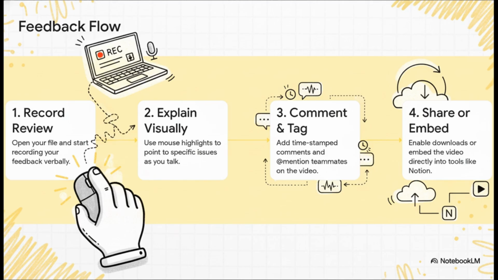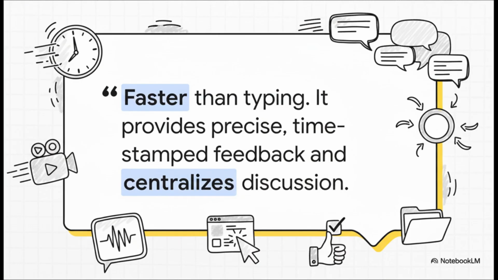As you talk, you use your mouse to point and highlight exactly what you're referring to. That right there is the superpower: perfect context. And once you're done, people can leave time-stamped comments, so the whole conversation is tied to the exact moment you're talking about.